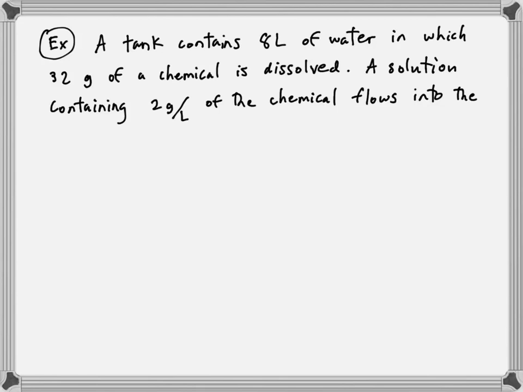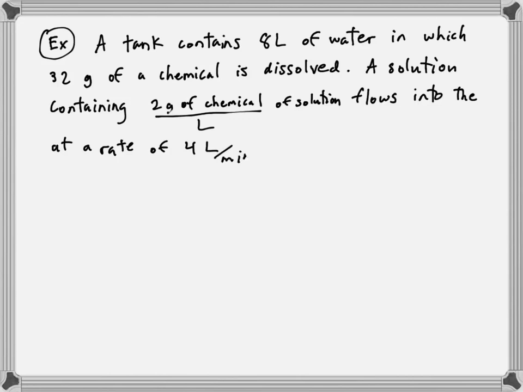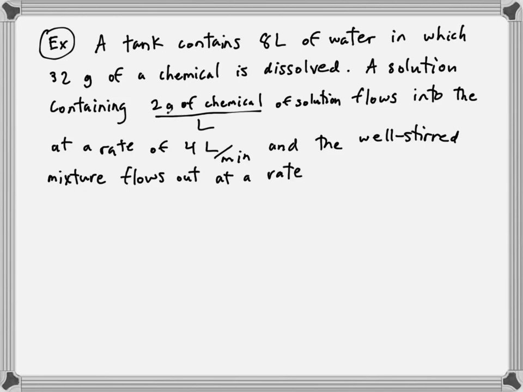Oh, sorry, let me clear this up. It's not 2 grams per liter of the chemical. Let me just say 2 grams of chemical per liter of solution. This is a better way to write it. Flows into the tank at a rate of 4 liters per minute, and the well-stirred mixture flows out at a rate of 2 liters per minute.